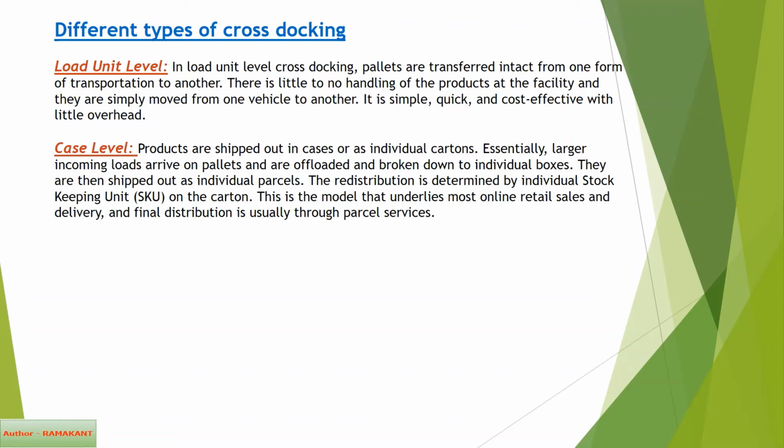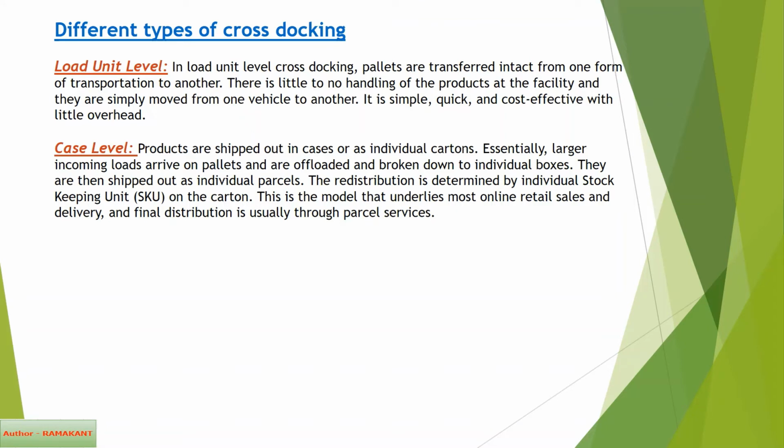So next is the types of cross docking. One is the load unit level, another is the case level. Suppose you've got a truck full of items. In trucks there will normally be a huge container, and inside that you will find the SKUs, basically the items. In the load unit level, we do not open that container and check each and every SKU or perform quality checks. Instead, we just directly load that container onto another truck for the outbound delivery. So it basically saves time and effort.